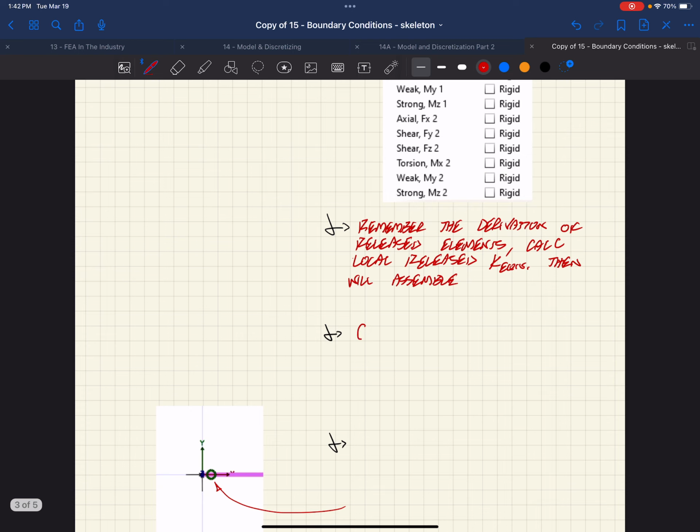So it is very critical to put thought into the releases, right? It's really easy to check boxes, right? So it's really easy to over-release.